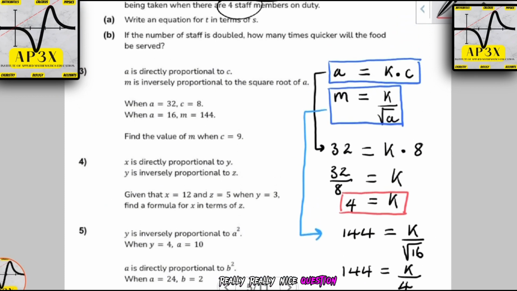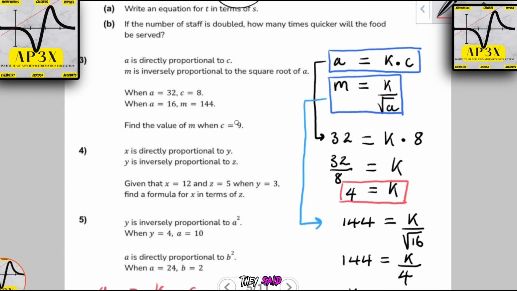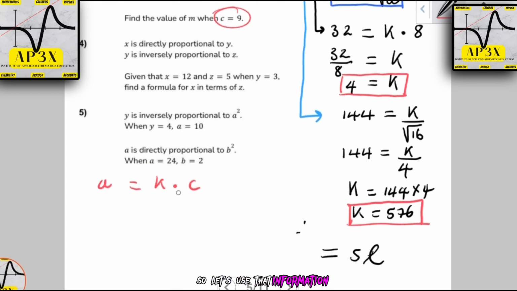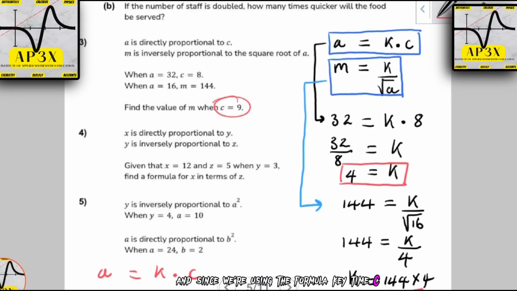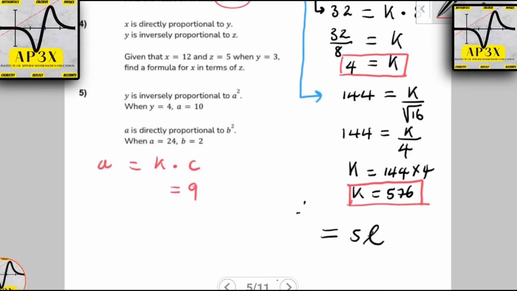So let's rewrite our formula. A is equal to K multiplied by C. They said C is 9, and we're going to use the value of K up here, which is 4. So that's 4 multiplied by 9. That will give me the value of A. So A works out to be 36.